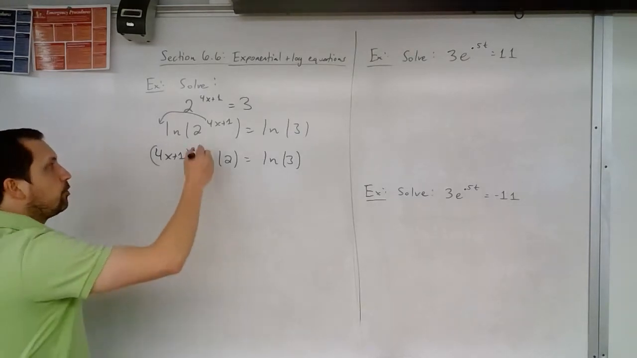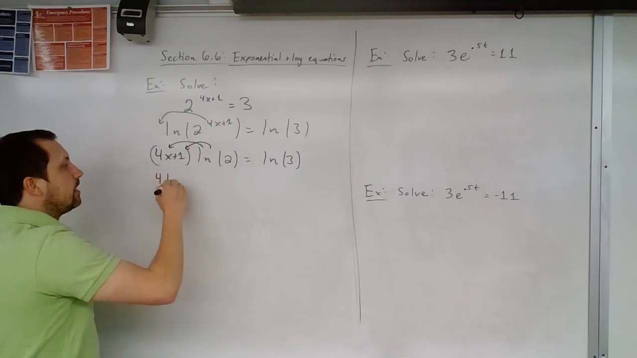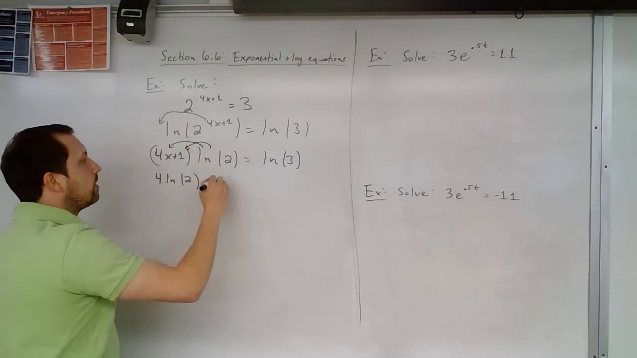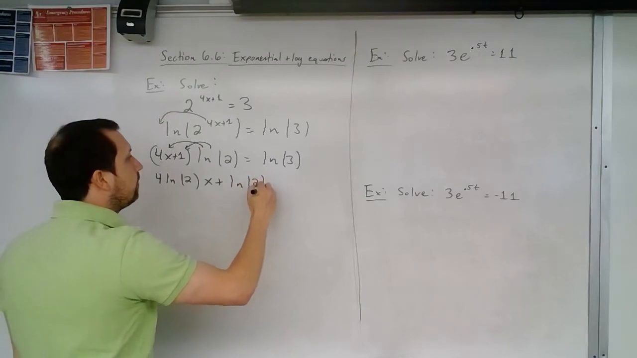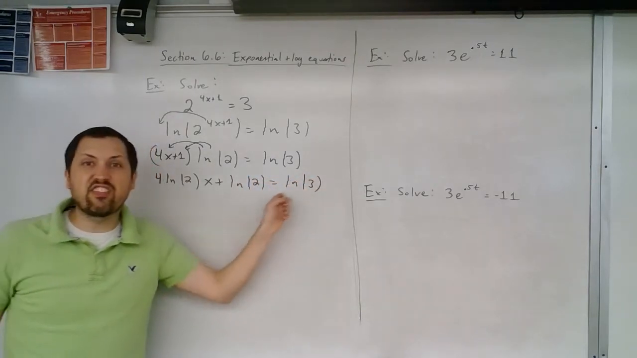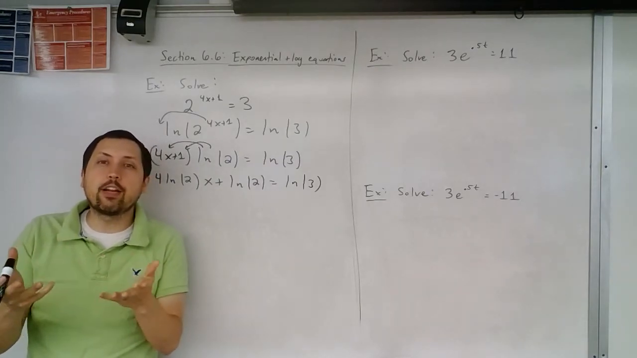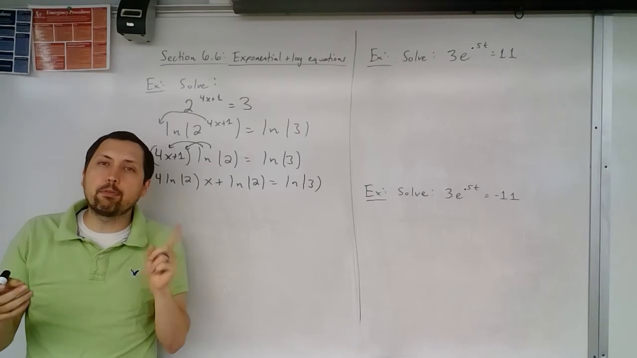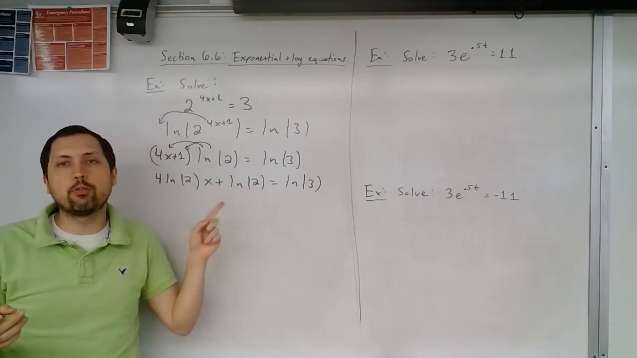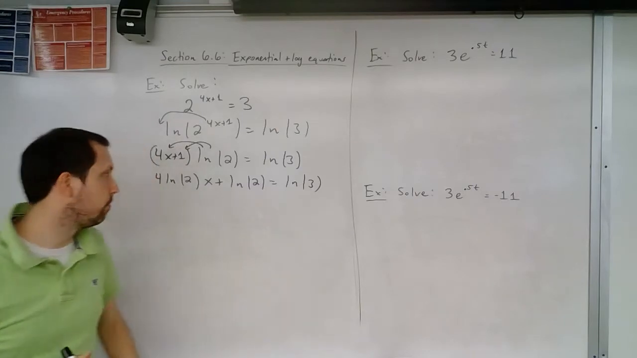So I'm going to distribute this inside the parentheses. So I have 4 times natural log of 2 times x plus natural log of 2 is equal to natural log of 3. Now, these are just fancy numbers. Natural log of 2, natural log of 3, type it into your calculator, you get a number. But I'm going to keep those numbers around because we don't want to round them. We're just going to keep those as natural logs.